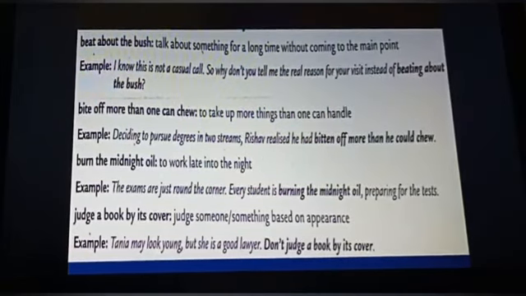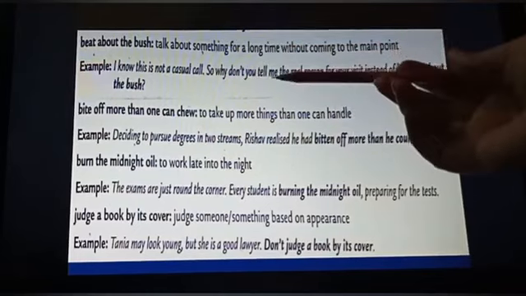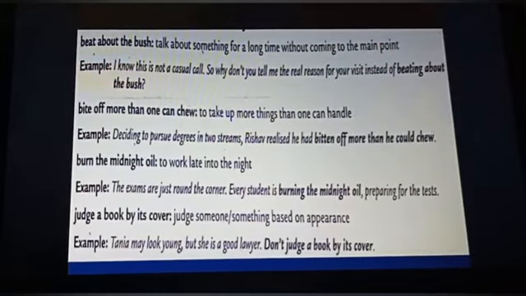It means someone has come to your house and he is talking to you here and there. Then you directly say to that person, why don't you tell me the real reason for your visit instead of beating about the bush? Means he is talking complete nonsense without coming directly to the point. At that time you can say, don't beat about the bush, means come to the main point directly.